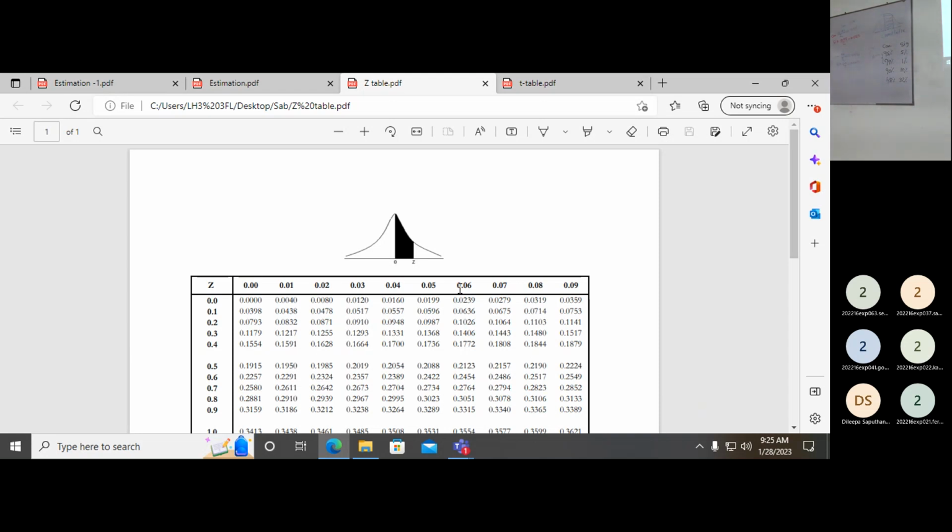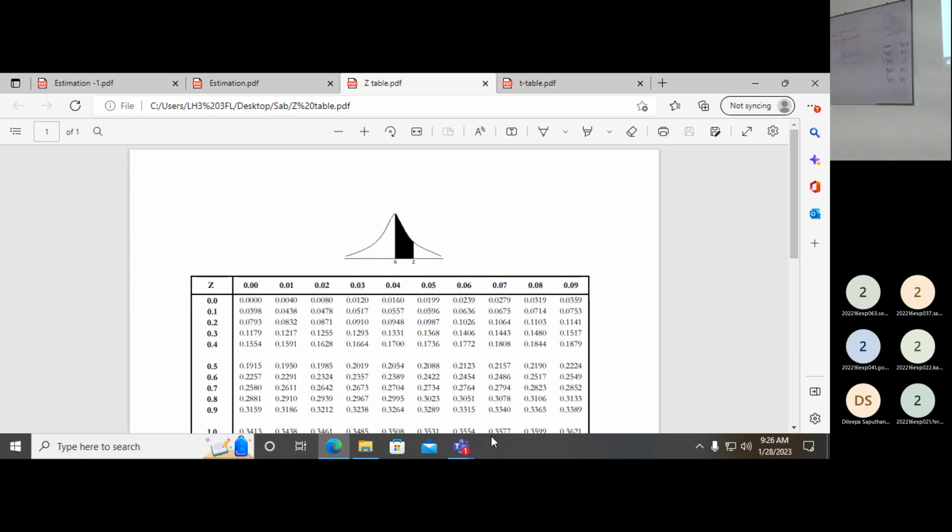0.005. Then I take another color. This value 0.005, 0.005. Now I want to check from the Z table this point. Only one side is provided. Then check where 0.4950 is.